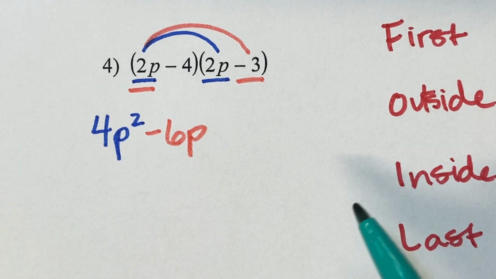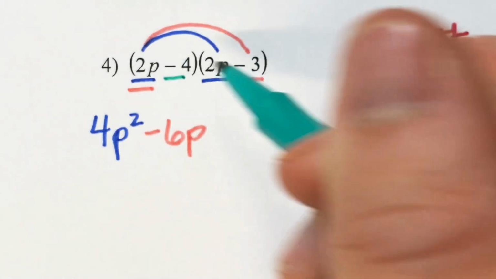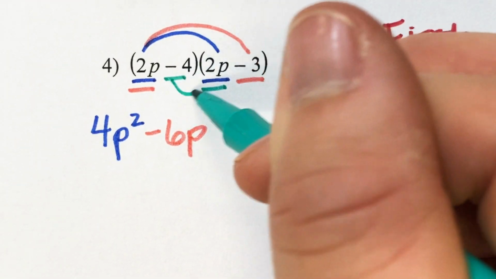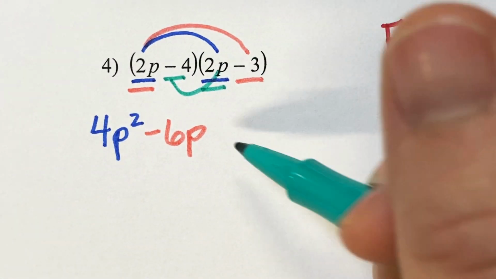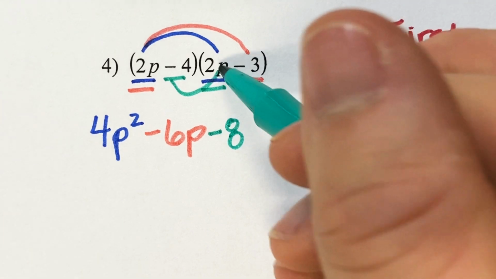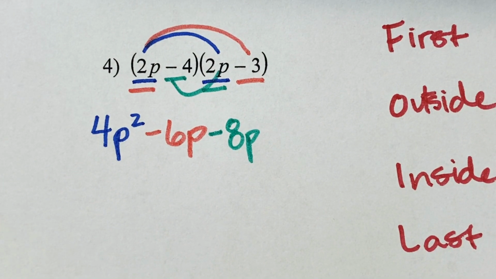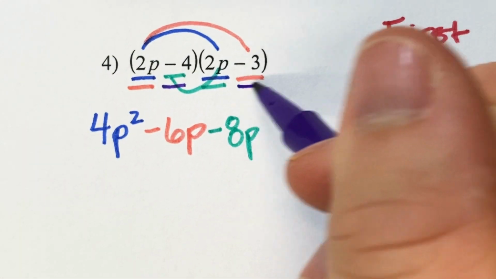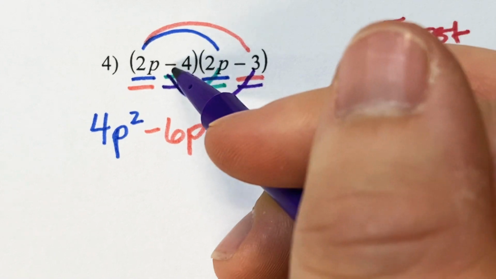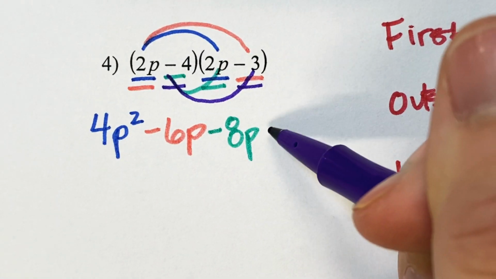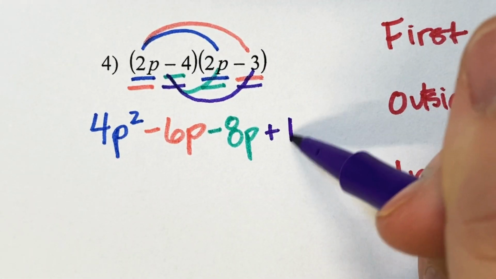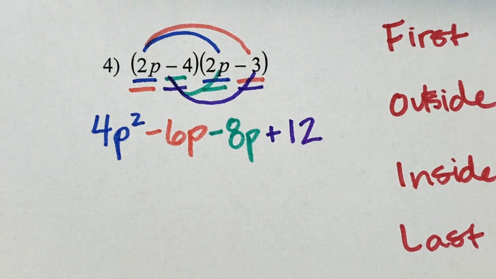Okay, I in FOIL stands for inside, so we need -4 and 2P. So -4 times 2 is -8 with the 1P. And our very last one is last, so -4 times -3. Negative times a negative equals a positive. 4 times 3 is 12.